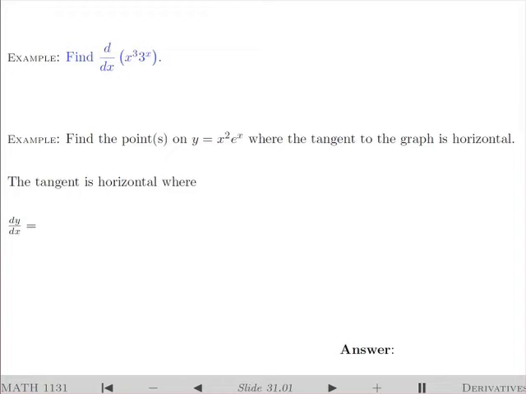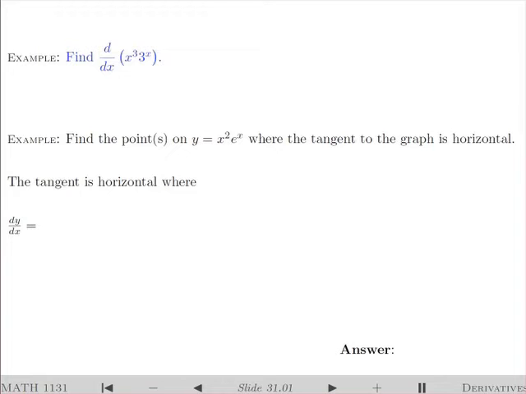It's a product of two functions, x power 3 and 3 power x. So I have to use the product rule. Product rule says to differentiate each factor at a time, leaving the other factor as it is, and then add the terms that we get that way.